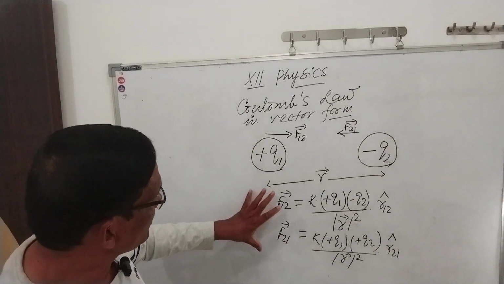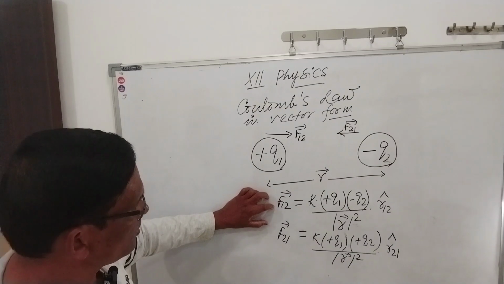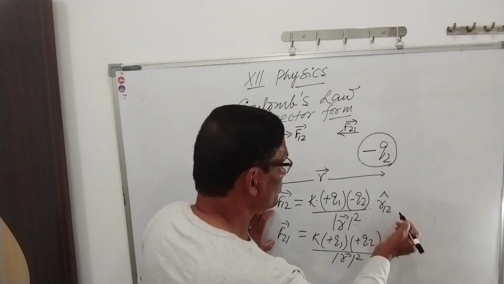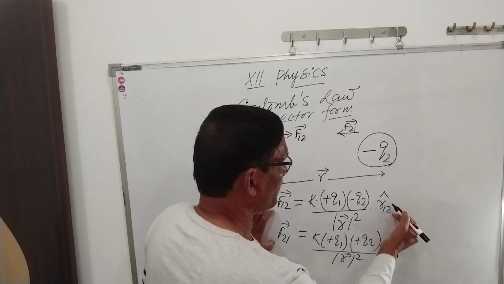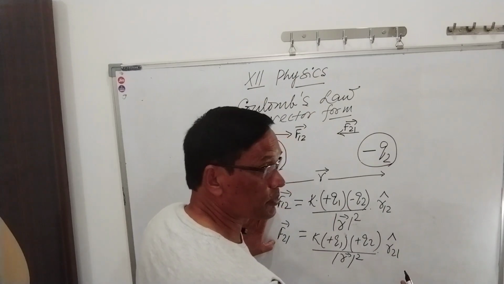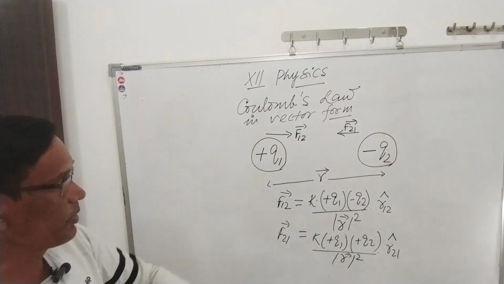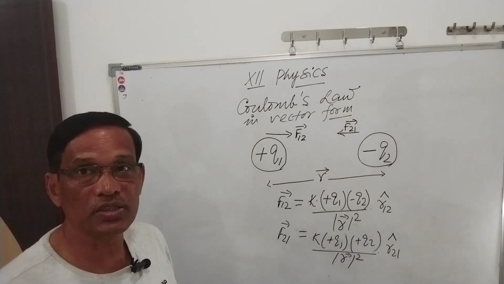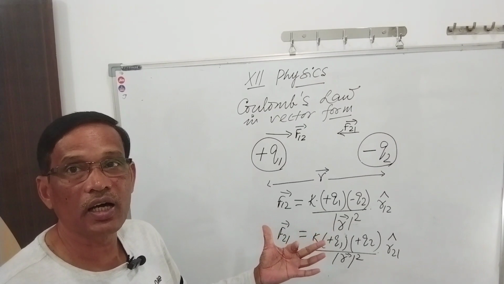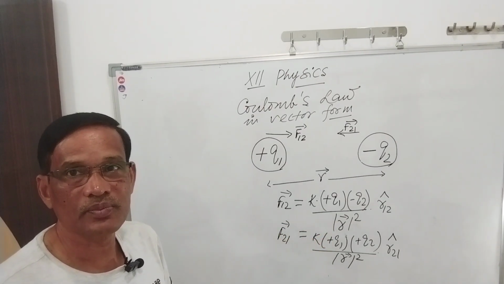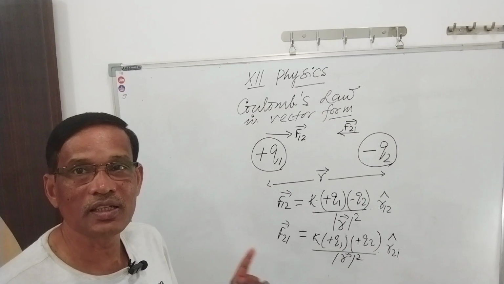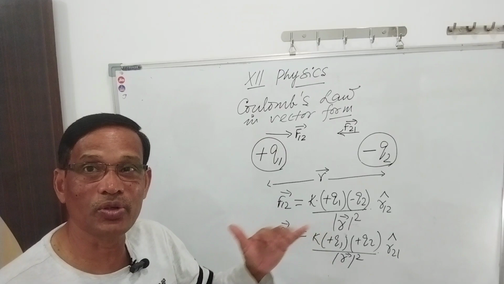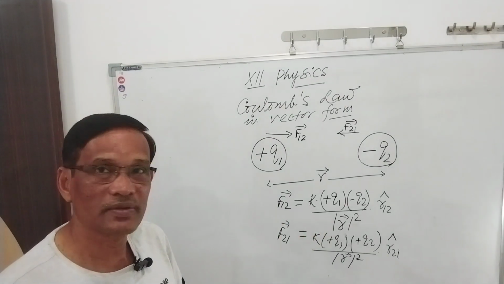That means here also you can see force on 1 due to 2 and force on 2 due to 1 are opposite to each other. R unit cap with 1 to 2, R unit cap with 2 to 1. That means the direction of the forces are opposite to each other. That means they are attracting each other. In the first case also you will see the directions were opposite to each other. They were repelling each other.